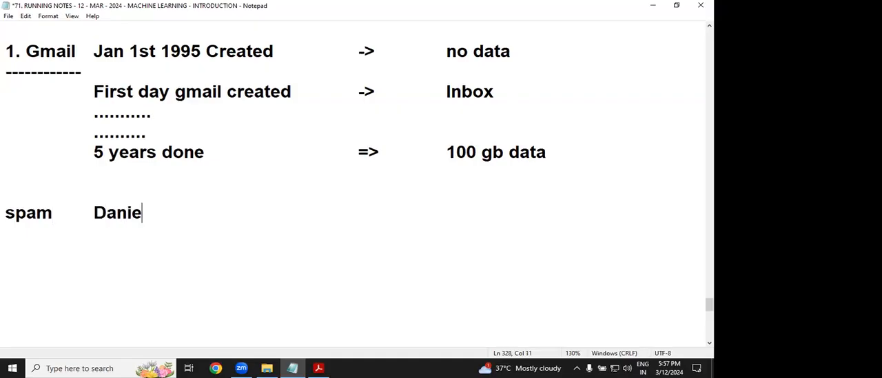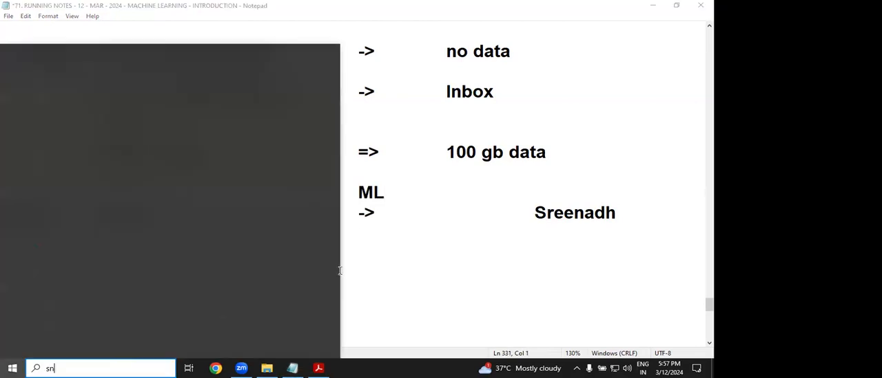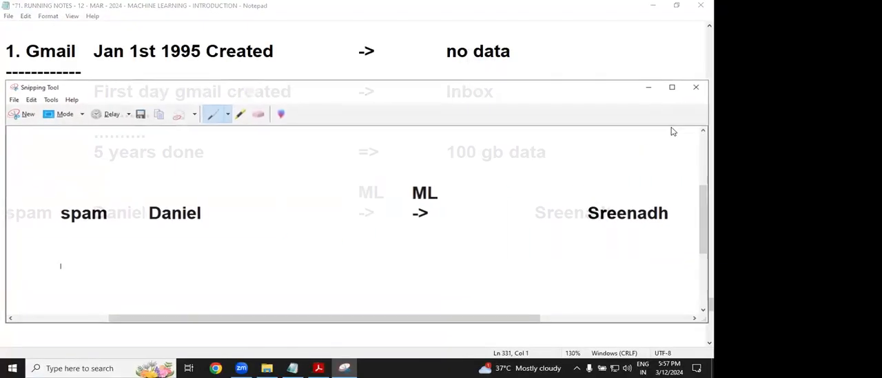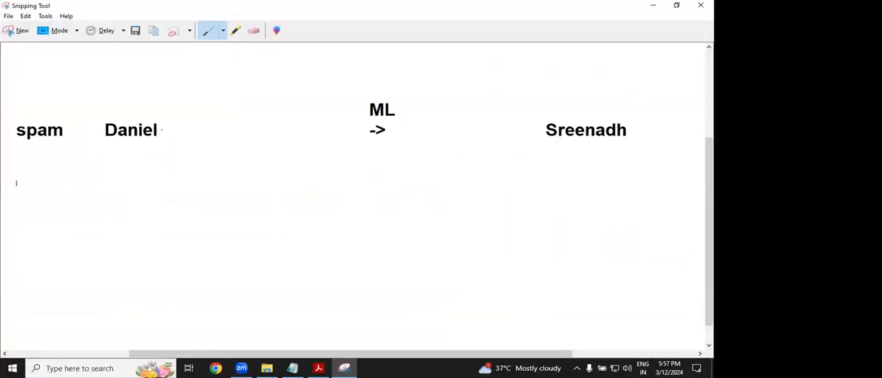Let us take Daniel and Srinath. If I send a mail to Srinath, who is the sender, who is the receiver? In between, one ML algorithm is available. Whenever you are sending a mail to a friend, what happens in the back end? You thought you are sending this mail to Srinath directly. No. Whenever you submit, this mail goes to the ML algorithm.